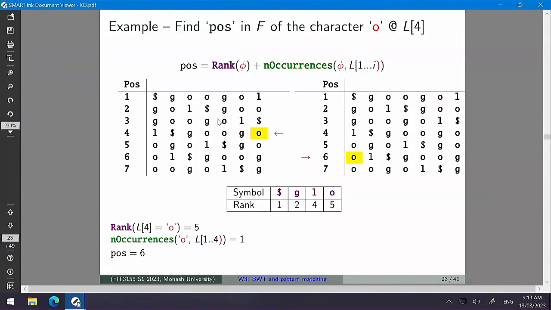Okay, so here's just an example. I've already done this example. If I'm looking at i equals 4, so L of 4 is the letter O, correct? What is the rank of the letter O? It is 5. We've already said the rank of letter O is 5. Okay? So I'm going to highlight that.